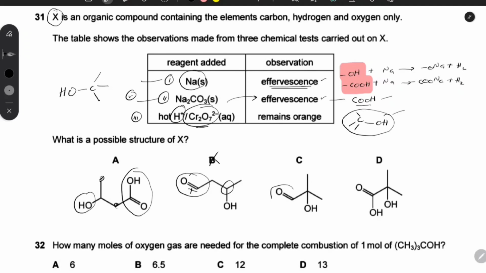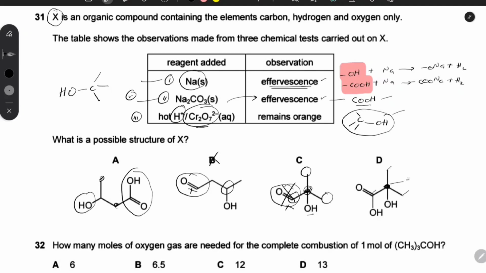And option C, this is an aldehyde, which is not correct. But this is an alcohol. As you can see, in this alcohol the carbon atom directly attached to OH is further attached to three carbon atoms. So this is a tertiary alcohol, but because there is an aldehyde group, it is not our option. Option D is the correct option because the carbon is directly attached to three other carbon atoms.